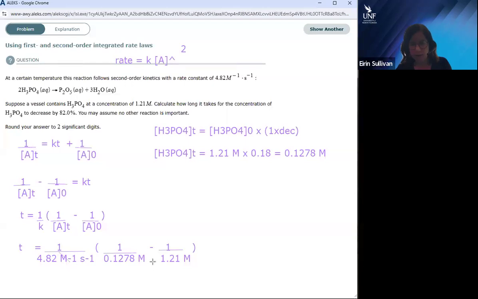Okay, so molarity is going to cancel out, and 1 over seconds is just going to be seconds, so it's going to give me time in seconds. I got 0.78 something seconds for that one. Okay, so there you go.